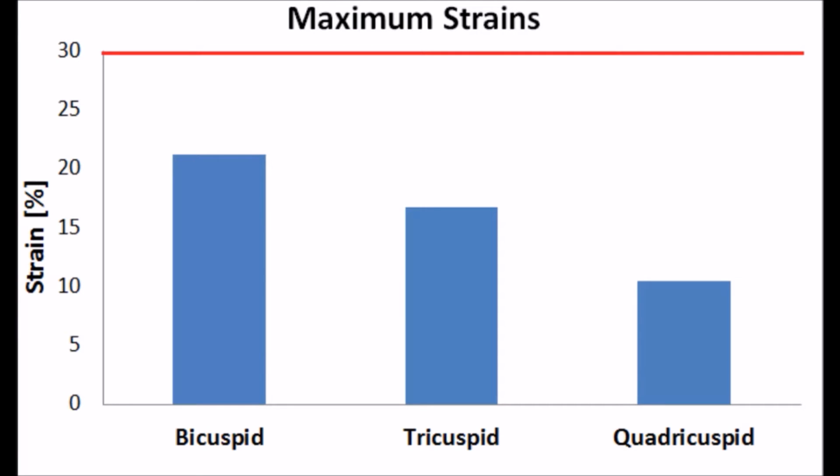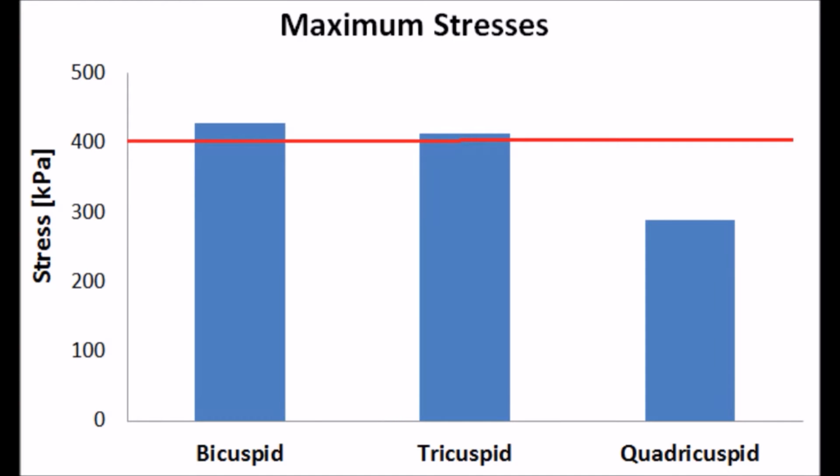The red line at the top of the graph depicts the maximum strain cardiac tissue can withstand before tearing, and the graph shows that this is well below the maximum strain felt during diastole. Looking at a similar graph depicting maximum stress, we again see a trend of decreasing stress with increasing leaflet number. The red line here represents the maximum stress cardiac tissue can withstand. According to our models, bicuspid and tricuspid valves will rupture under diastolic pressure. This discrepancy will be discussed next.